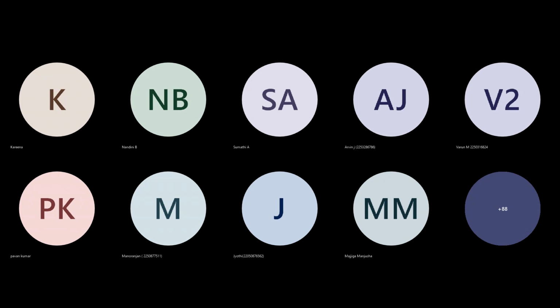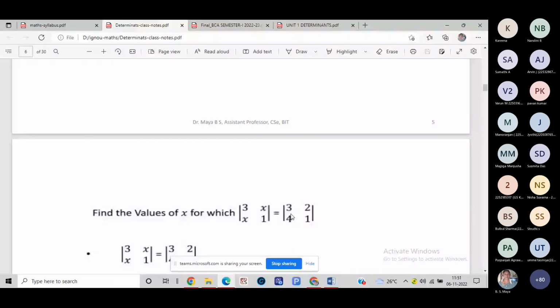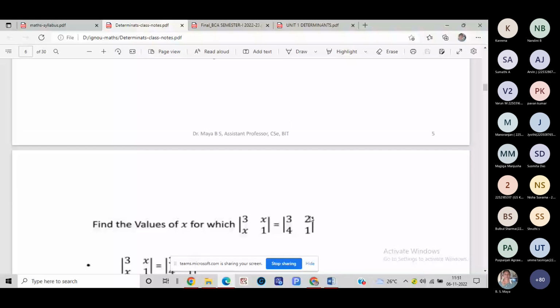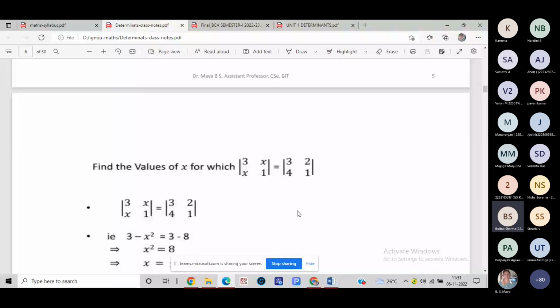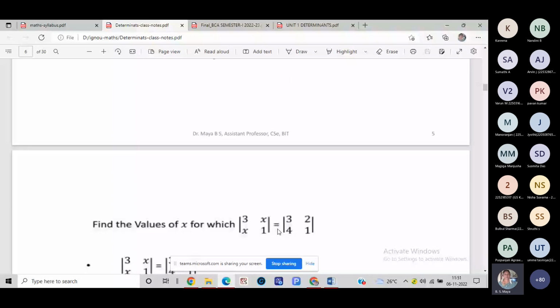Okay, let me go for the problems. What's the answer for this? 3, 2, 4, 1. Anyone got an answer? X equal to root 8? See, the value of x is not root 3 or minus 1. Don't confuse it with 3x and x1; I will come to that part. Just take 3, 2, 4, 1 as one example problem.